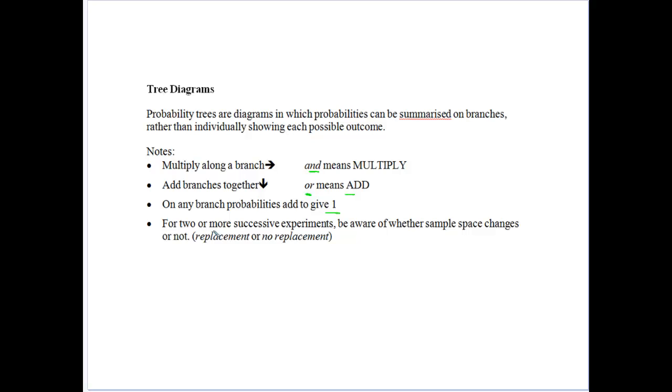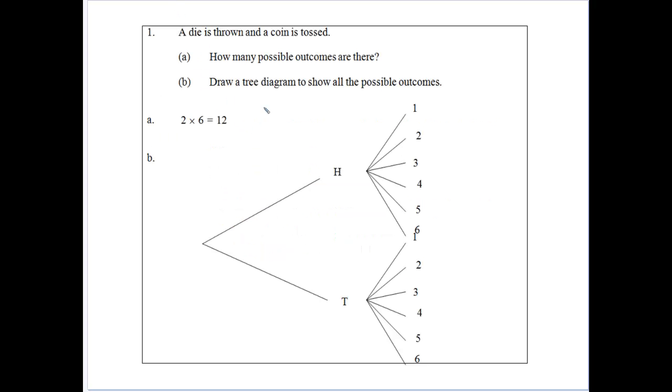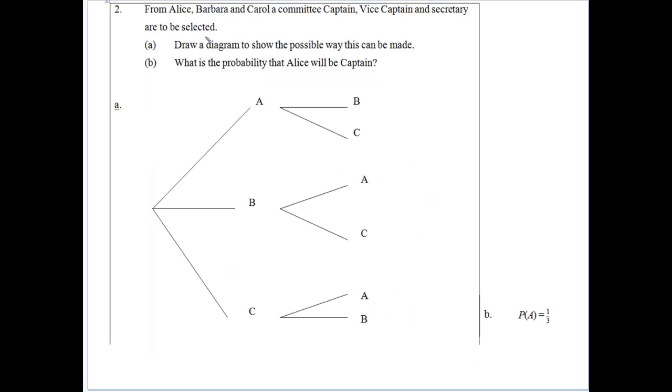This is really for two or more successive experiments, and we've got to be careful if our sample space changes because of replacement or no replacement. For example, a die is thrown and a coin is tossed. How many outcomes? There's our basic principle: 2 times 6, the head and tail times the 1 to 6. There are 12 different outcomes. Draw the tree diagram for that: a head and a tail, and a 1 to 6. That's what our diagram starts to look like.